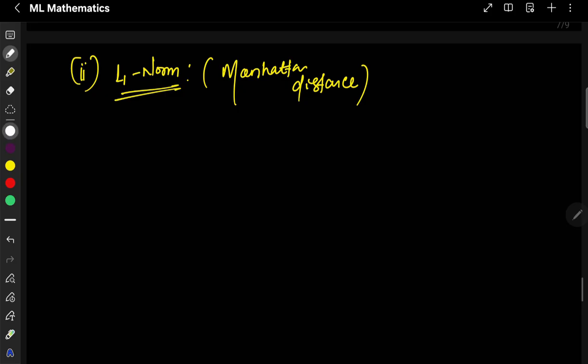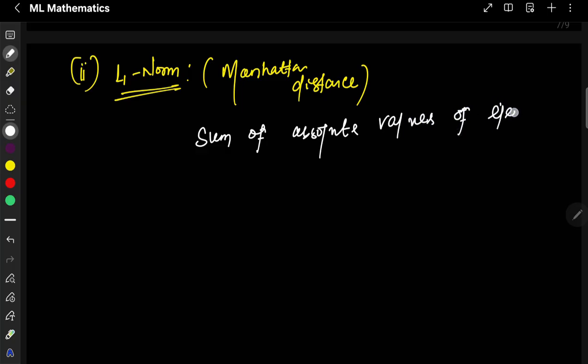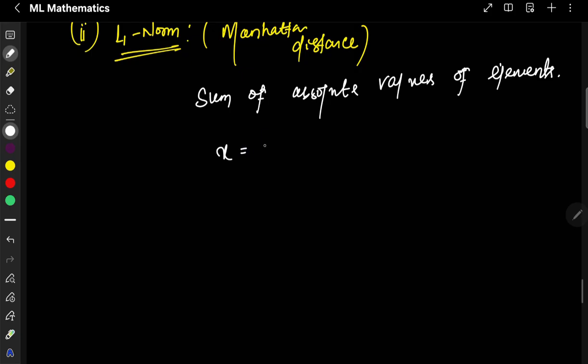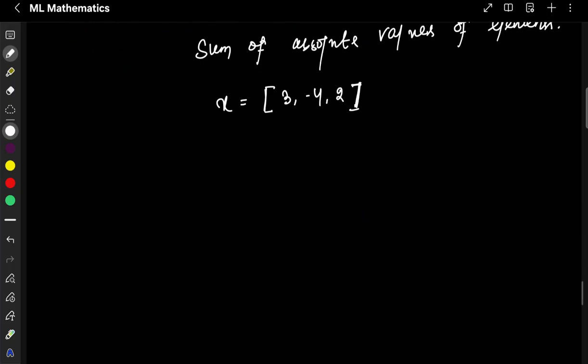So when it comes to Manhattan distance, what the L1 norm does is, it's nothing but the sum of absolute values of your elements. Hopefully you guys already know what a vector is, right? In Python terms, we represent a vector as a list, which is called a series. Hope you guys already remember that. So let's say I'm having a list like this, which in mathematical terms is called a vector. For me, x equals 3, -4, 2. It has three elements, which is a three-dimensional vector right now.